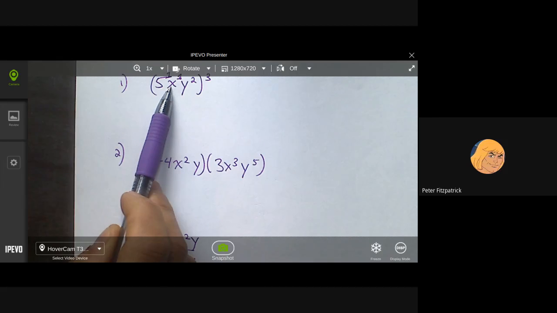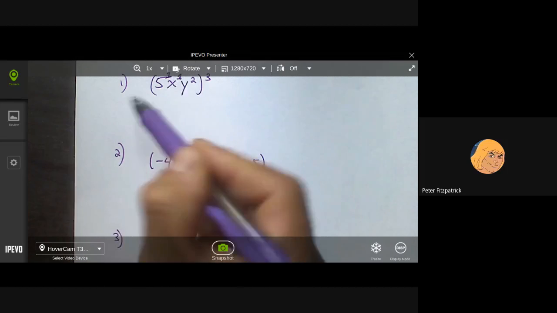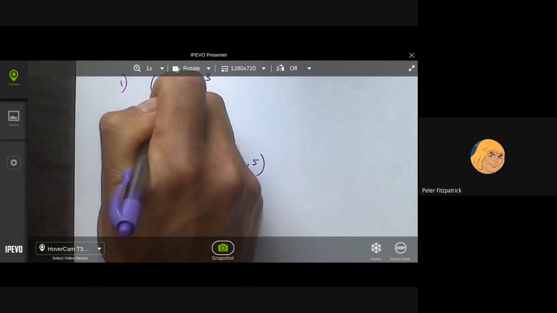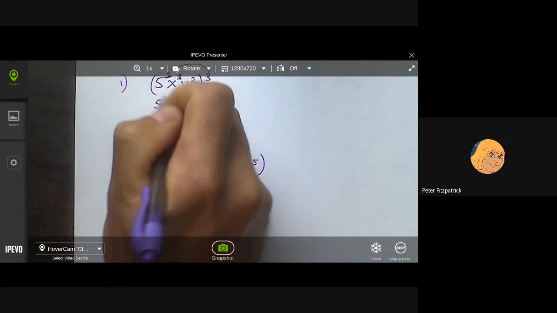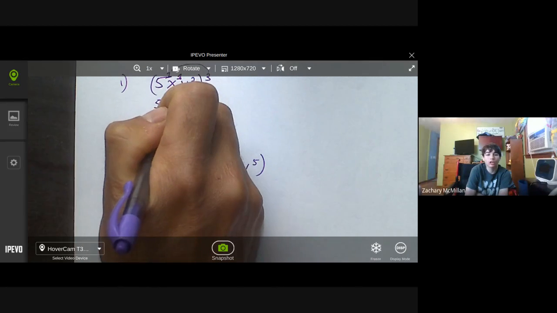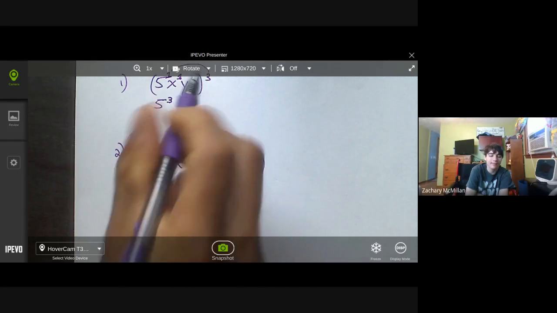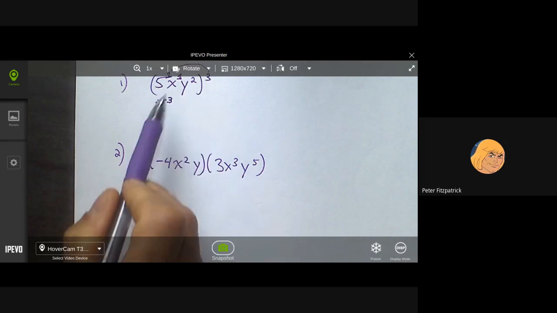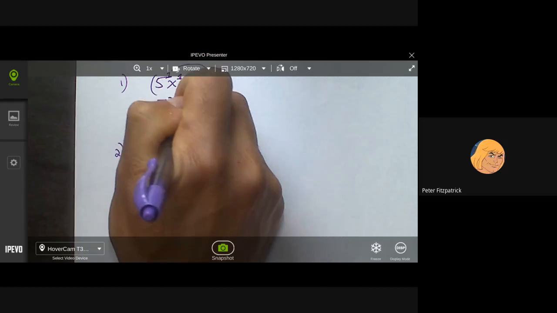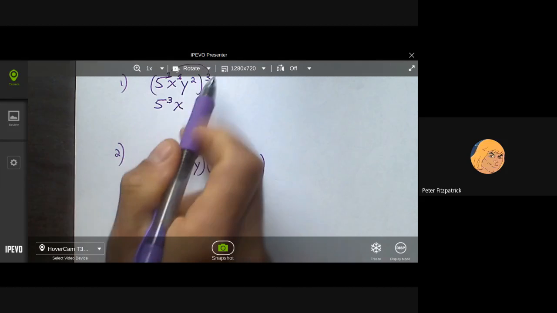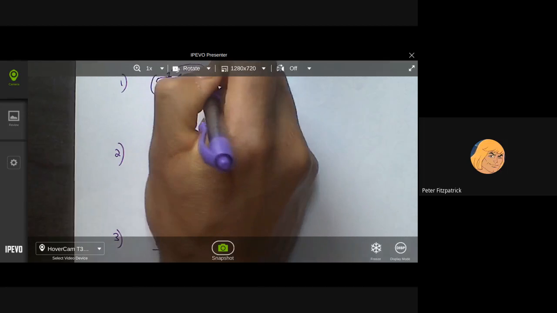Okay, now do the power to the power rule, Zach. So what am I going to write in the next line? 5 stays the same, but I multiply the exponent. So 5 to the second. Well, 1 times 3. So I'm going to say 5 cubed. 1 times 3. Same with the x. 1 times 3 again. Power to the power.